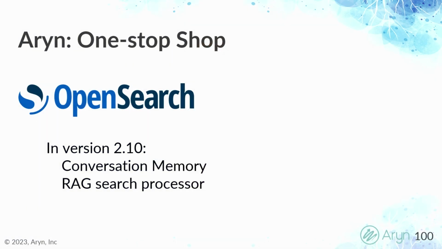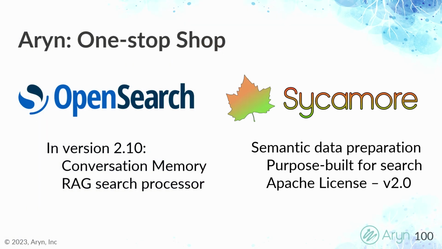Now that solves part of the problem, right? But for the other part of the problem, we've introduced a brand new open source project, Sycamore. It's Apache v2 licensed. It's a scalable semantic data preparation system, purpose-built for search. It is a Python native system for processing unstructured data using LLMs so that you can bring good quality data to LLMs to answer your questions. So it's the thing that's going to give you higher quality.